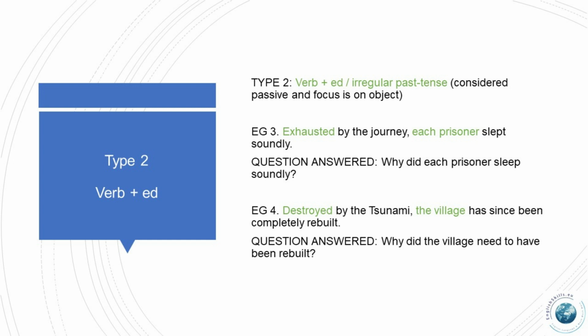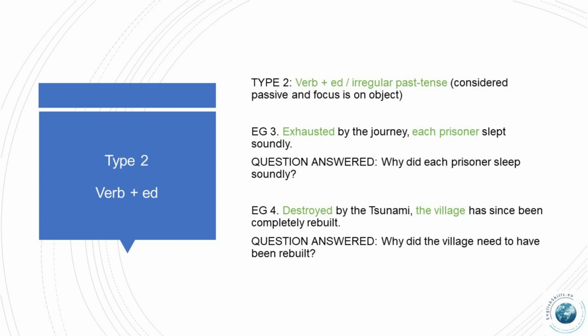And we wanted to explain something. We wanted to say, why did each prisoner sleep so soundly? And we put that before we actually started introducing the main subject. And that's the advantage of these structures. You've got information nicely put away at the beginning.